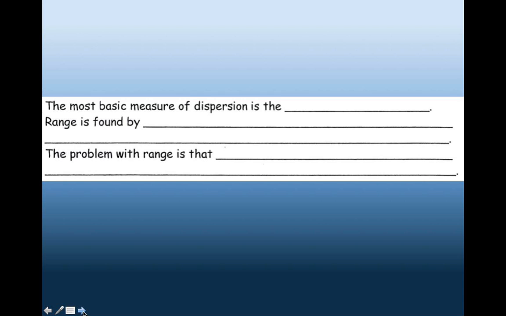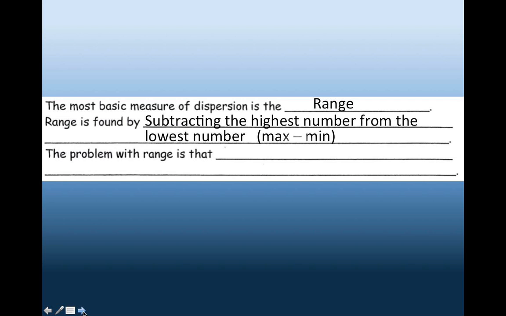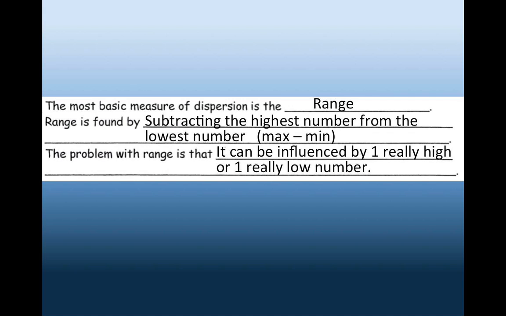The most basic measure of dispersion is the range. Range is something you've talked about in probably 6th, 7th, and 8th grade. It's found by subtracting the lowest number from the highest number. So you're doing the maximum minus the minimum. The problem with this is that it can be influenced by one really high or one really low number. So a set of data might be really close together with an outlier on either side, and it'll give you the same range as another set of data that are more spread out, just like data sets 1 and 2 a second ago.